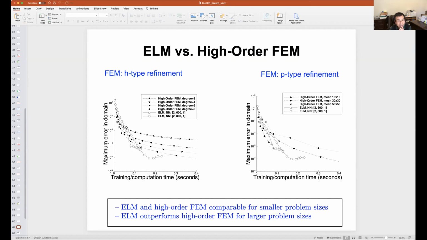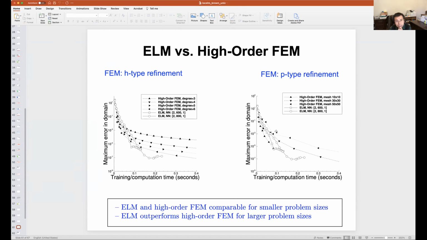What you have here is that, with the problem size increasing, the ELM actually outperforms the high order FEM. With the smaller problem size, they are comparable. They're close, but the high order FEM is a little better. That comes down to how you compare the p and the spectral element basis here.